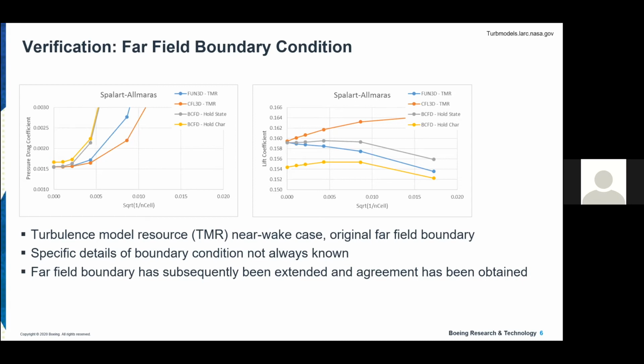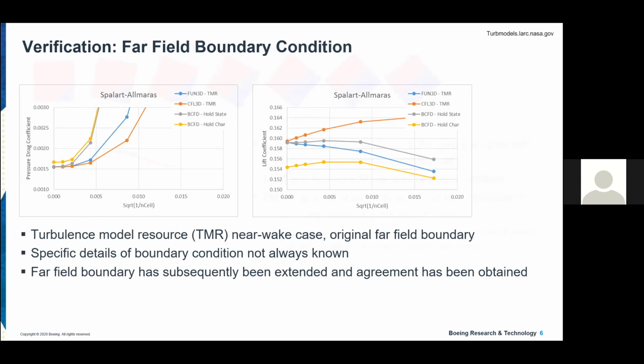In terms of the case on the turbulence modeling resource, they've subsequently expanded the far field boundary, and agreement has now been obtained with a much wider range of boundary condition specifications. So this was a case where, by expanding the grid and making it so that the boundary condition that was not intended to play a role did not play a role, things worked out much better.